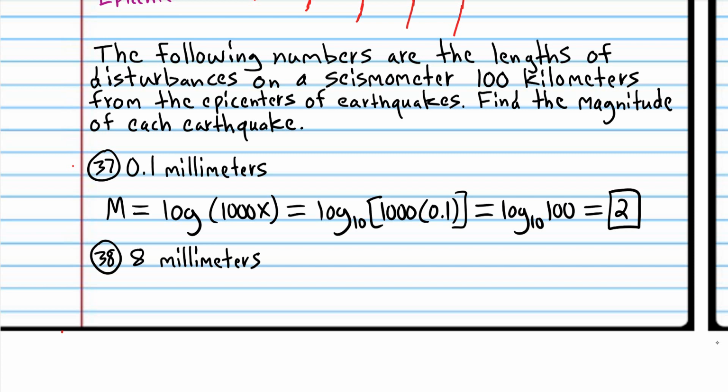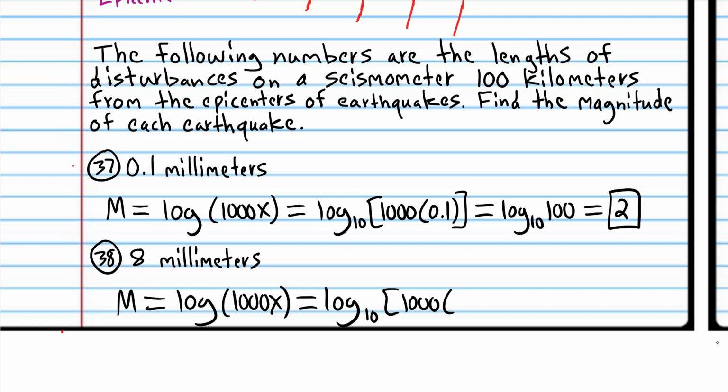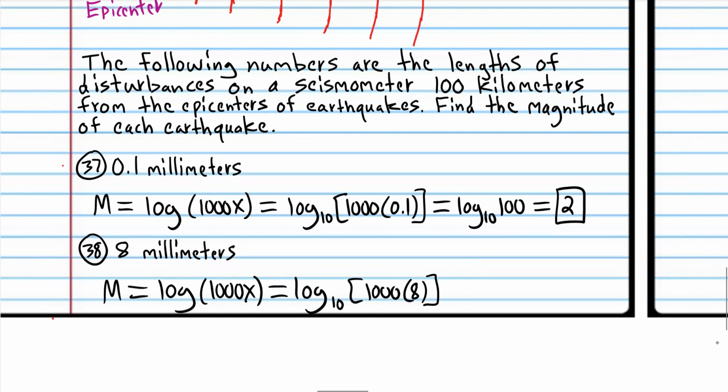So let's try the next problem here. The magnitude is equal to log of 1,000 x. And when you don't see a base, that means base 10. We're multiplying 1,000 times the disturbance, the length of the disturbance. So we need to find log base 10 of 8,000.